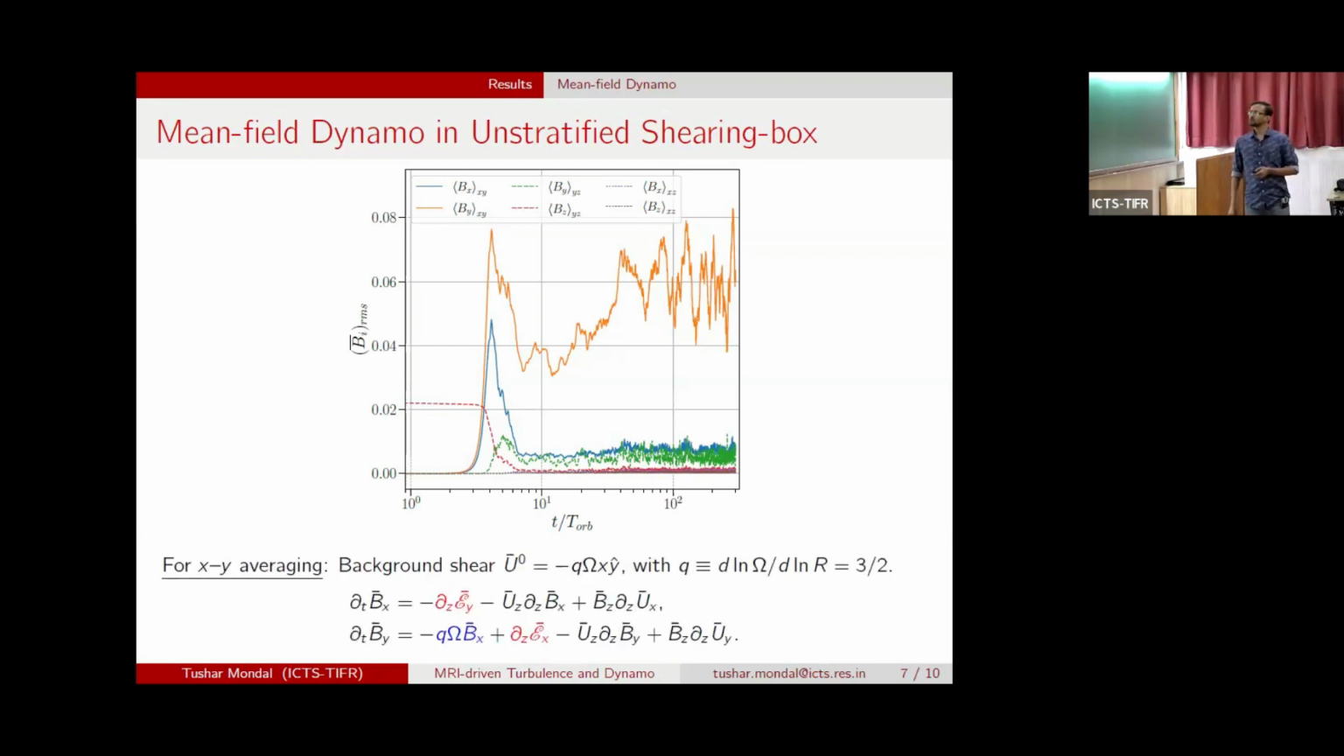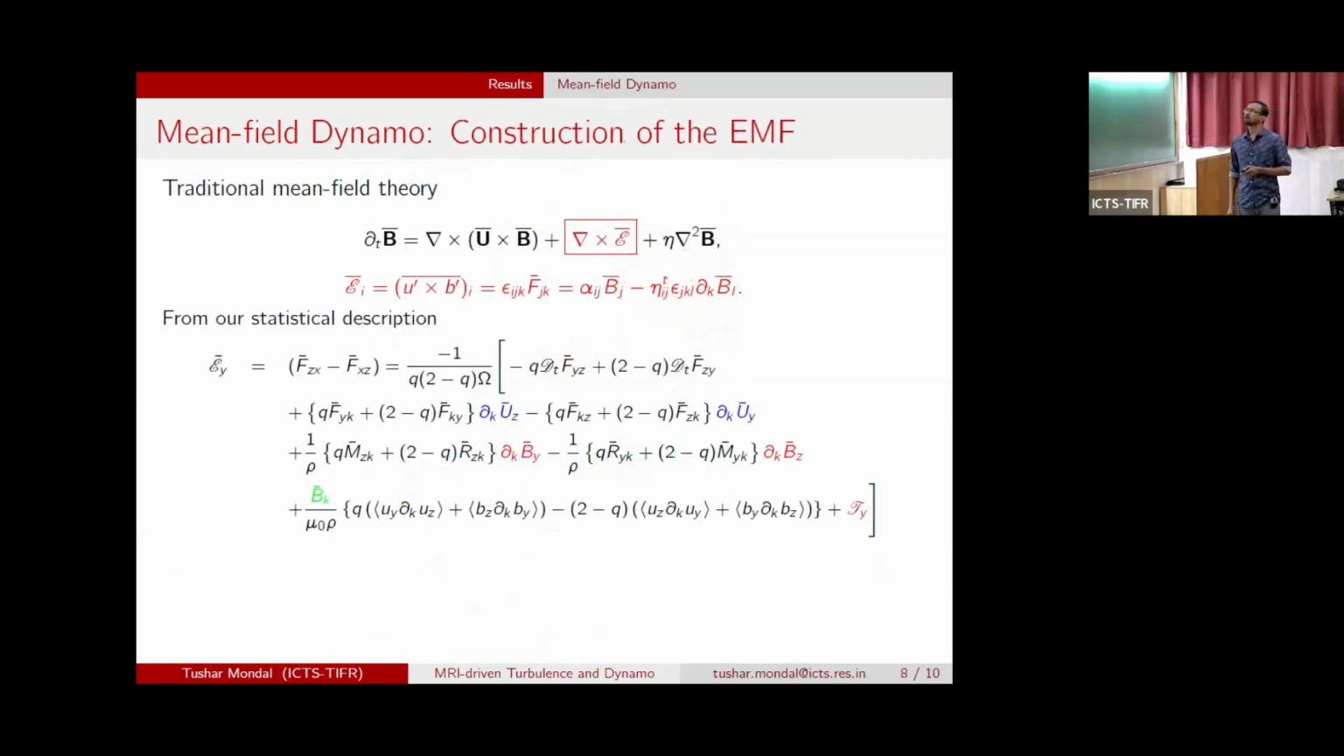So the XY average, the planar average, is basically telling us that you have this background CR following this kind of linear CR profile. So By can easily be generated through the CR, called the omega effect, but the most difficult part is how Bx will be generated such that it completes the cycle. To do that, we use this statistical approach.